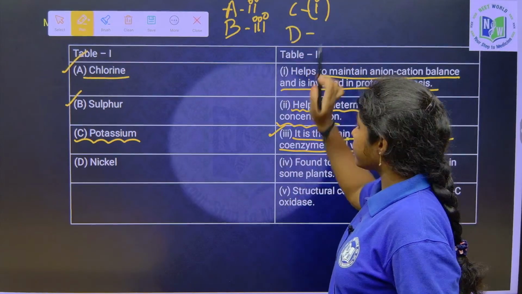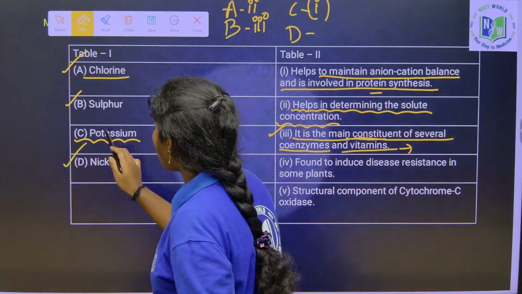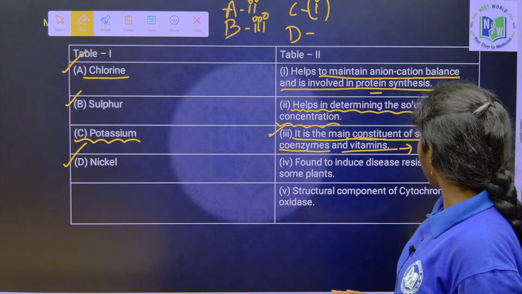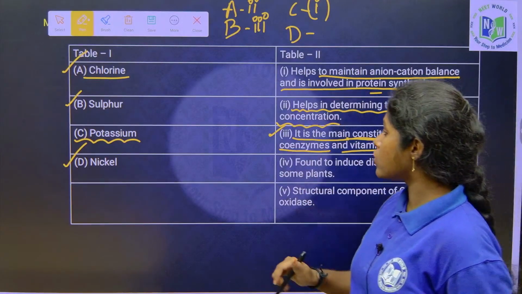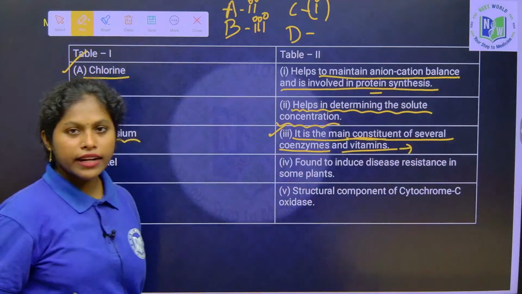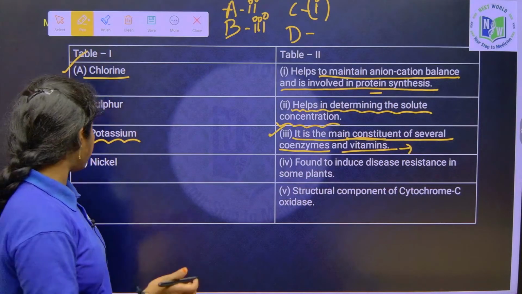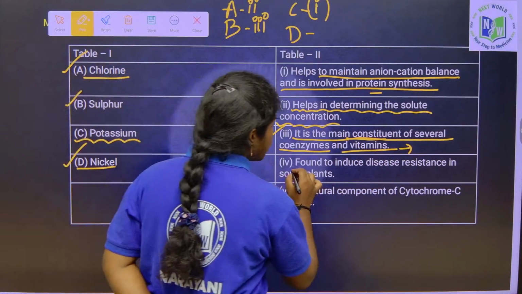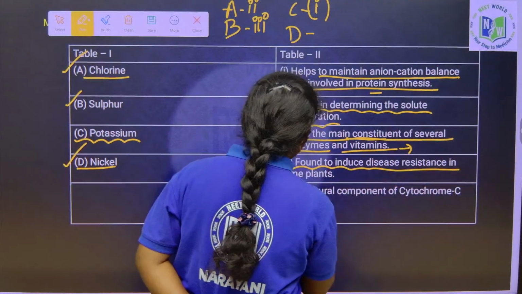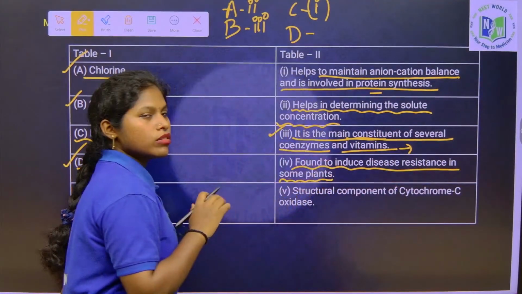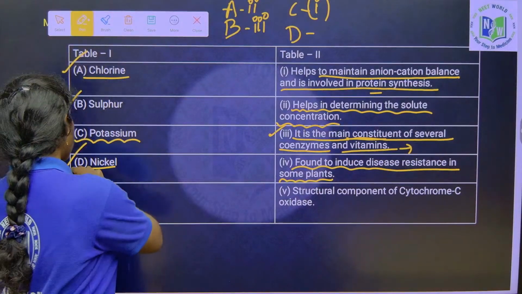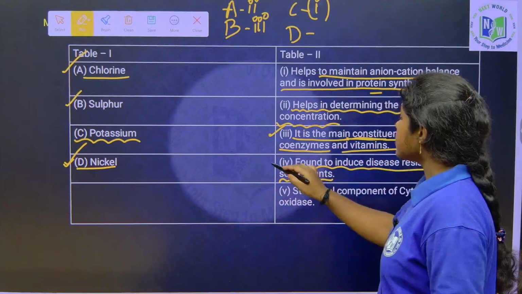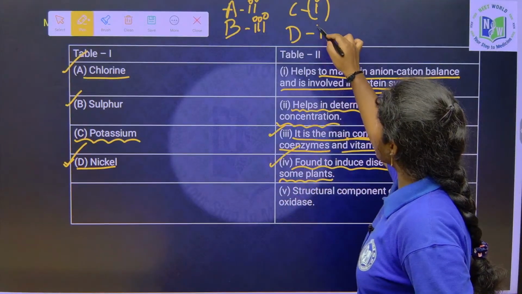Coming to the D, nickel. We all know that nickel is involved in urease enzyme activation, right? That is not given here. It is also involved in nitrogen metabolism, but that is not given either. But here see, found to induce disease resistance in some plants. So it is also one of the important functions performed by nickel. Nickel is found to induce disease resistance in some plants. D is the option for 4.